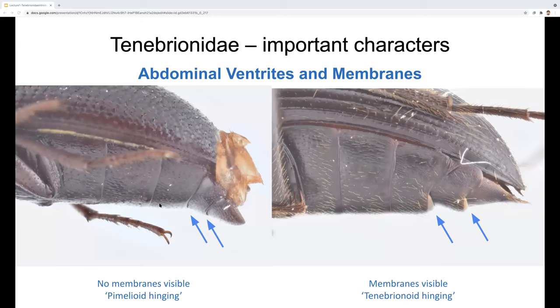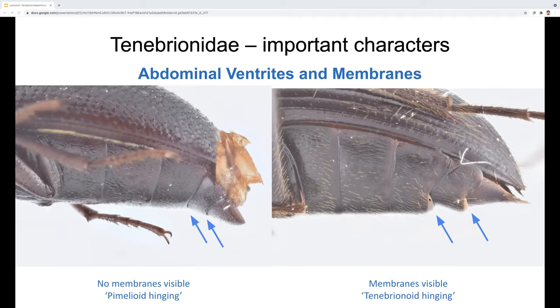So if you look obliquely, here is a pomeloid, a pomeline actually, that has no membranes. You can see these first three ventrites are connate, they're fused together, and these last two hinge down. You can't really see any exposed membrane between them, versus here, where we have our three connate ventrites and two non-fused ventrites, and you see this membrane that clearly sticks out.